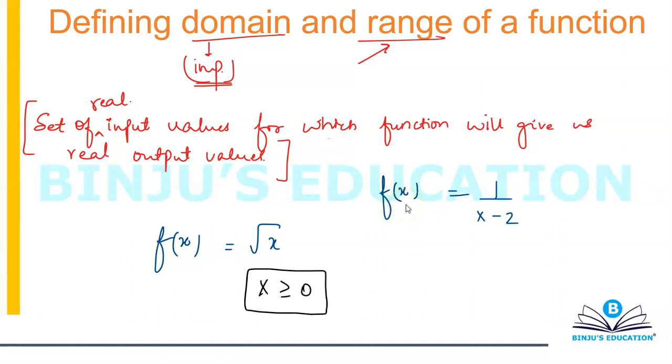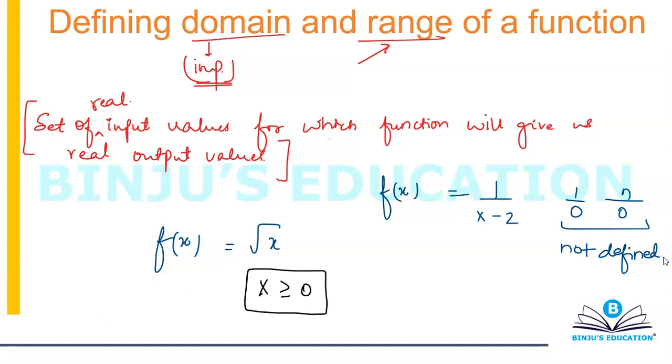Now we know that if you write something as 1 over 0, or any number divided by 0, this is not defined in maths. When you say not defined, that basically means the output is not real. 1 over 0 is not real. Any number divided by 0 is not real. It's imaginary. It's something that we can't comprehend. It's something that is not defined in maths.